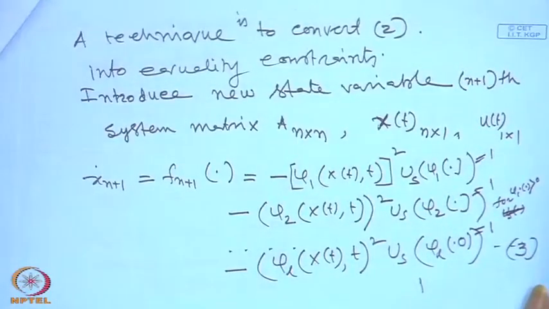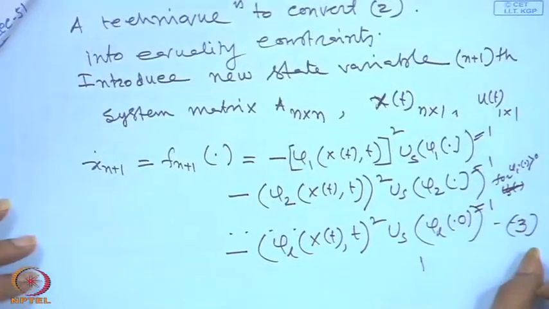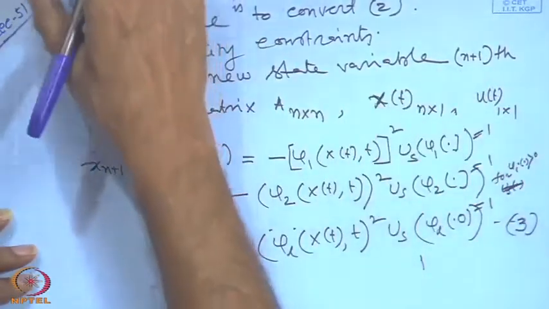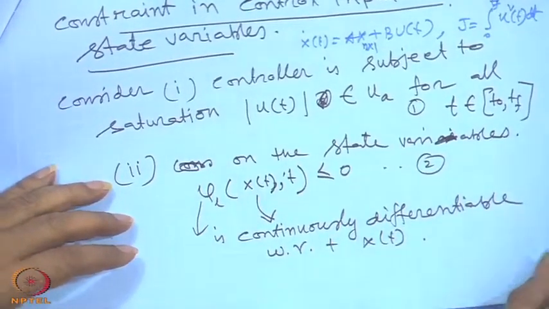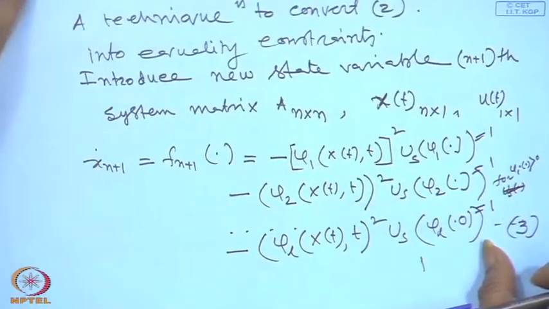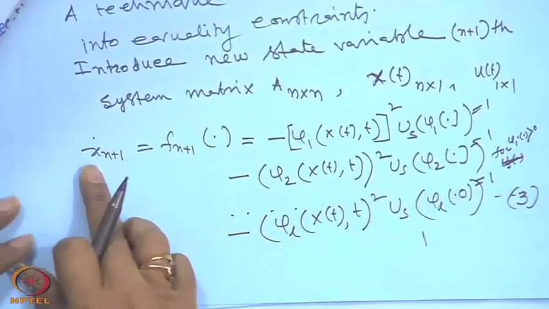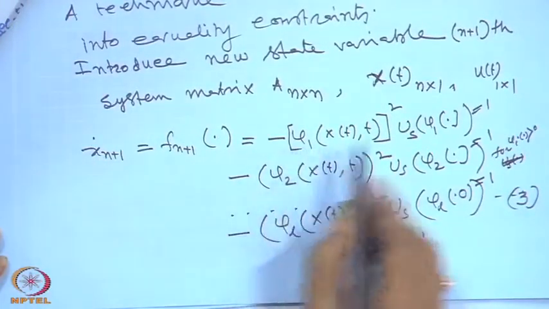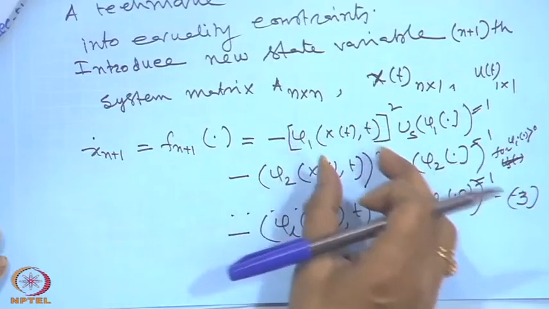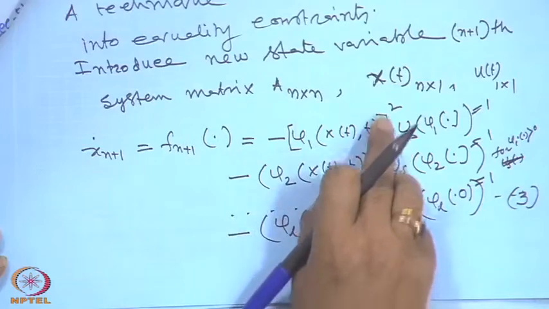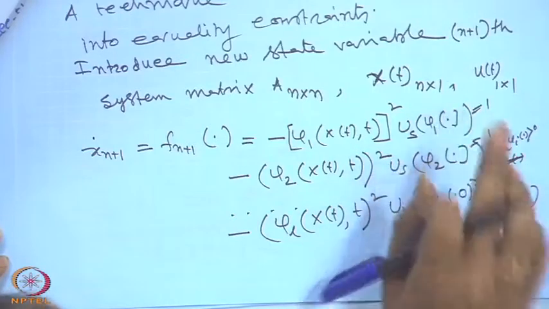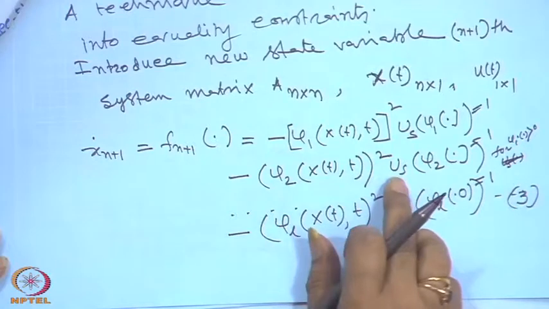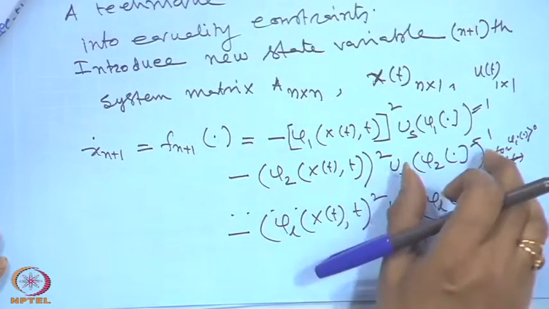Then this formulation is one of the simplest techniques: you introduce a new variable. If the number of states in the system is n, then we introduce one additional variable, the (n+1)th state variable. We introduce that x_{n+1} dot is equal to the constraint on the state, the first constraint squared multiplied by a strictly unit step function. Similarly, the second constraint squared is multiplied by another strictly unit step function.